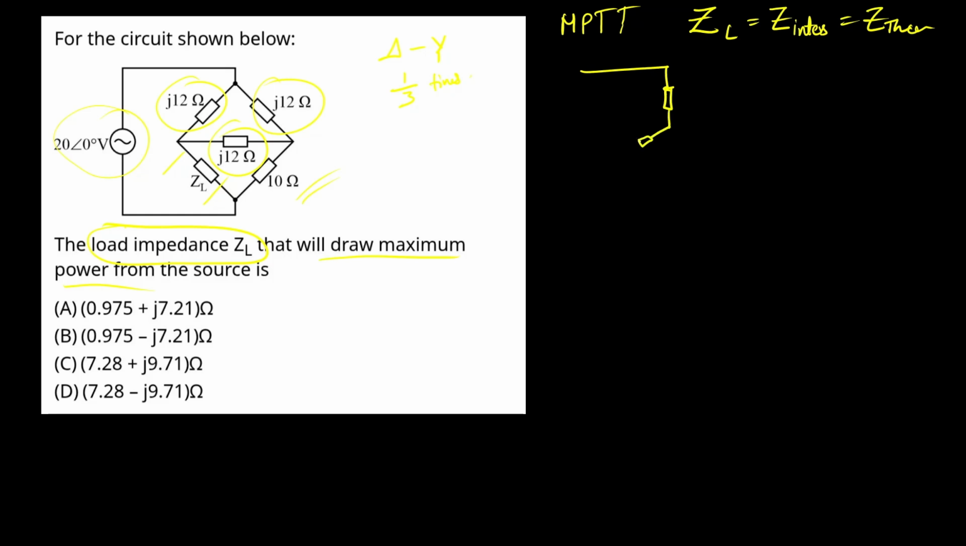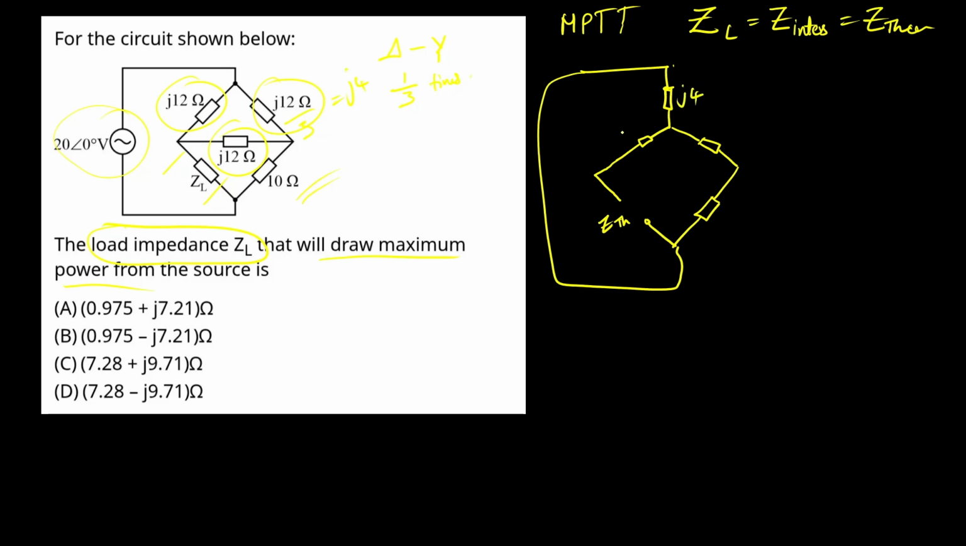Star connection, this is the ZTH, and this is 10 ohms. This is short circuited, which means this terminal and this terminal are short circuited. So this is 12 by 3, equal to J4. So J4, this is J4, J4, 10 ohms.